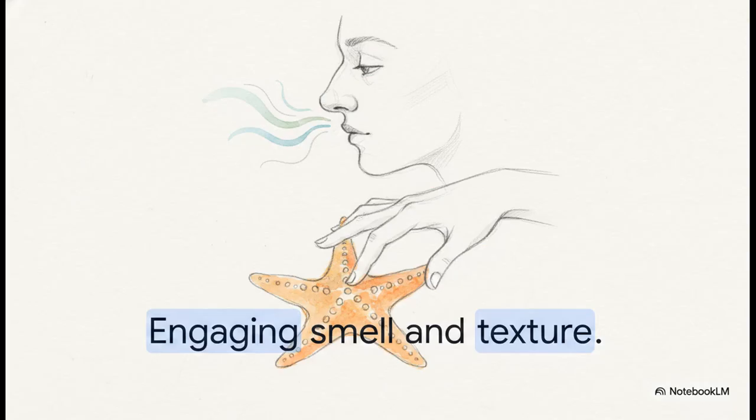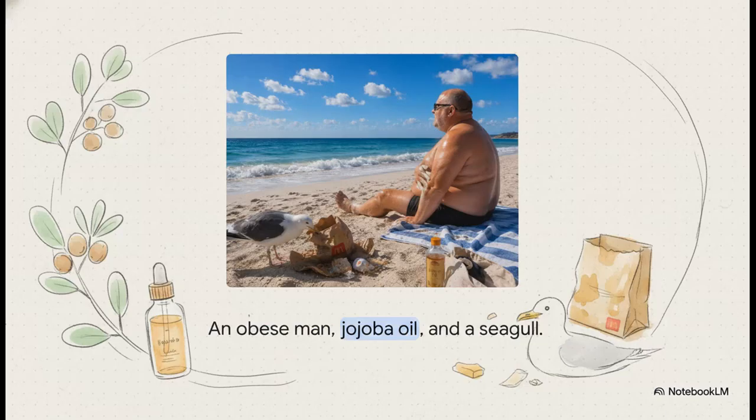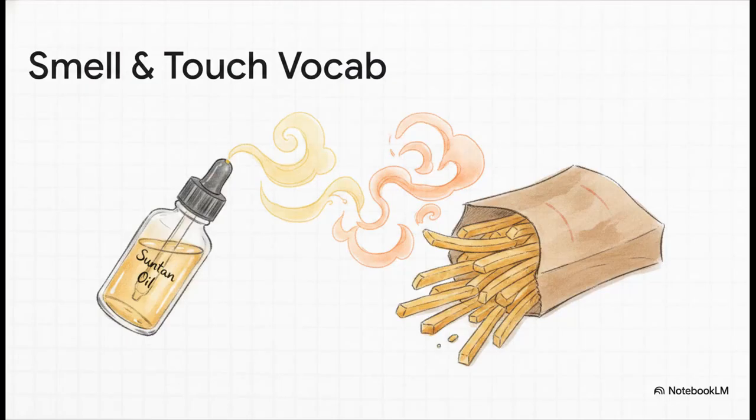Moving to Section 4, Engaging Smell and Texture. We've covered sight and sound, but now we're tackling what are arguably the hardest senses to capture effectively in writing: smell and physical texture. Direct your attention to the distinct, contrasting elements sitting next to each other on the sand here. On one side, you have a man with a bottle of natural jojoba oil, and right at his feet, there's a scavenging seagull digging its beak into a greasy fast food paper bag. So, the crucial point is how isolating specific tactile and olfactory words makes the scene viscerally, almost uncomfortably real to the reader.